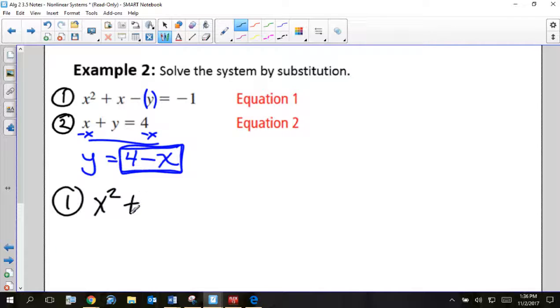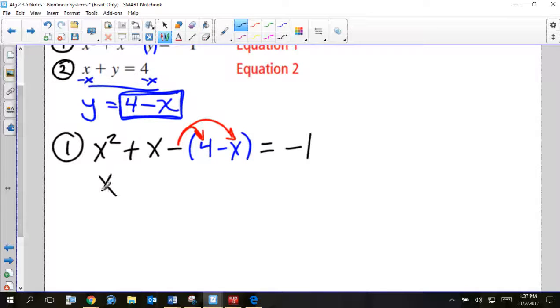X squared plus x subtract parenthesis 4 minus x, close parentheses, equal sign, negative 1. So wherever the y was, I put parentheses and put what y equals. And those parentheses are important because what's outside of the parentheses? What's that negative going to do? Yeah, it distributes in, and it changes all the signs. So now my equation is x squared plus x minus 4 plus x equals negative 1.